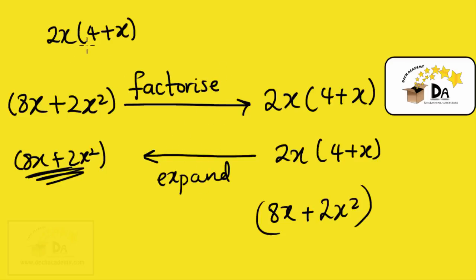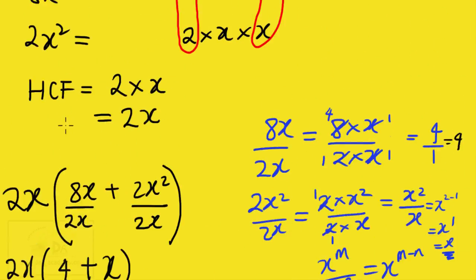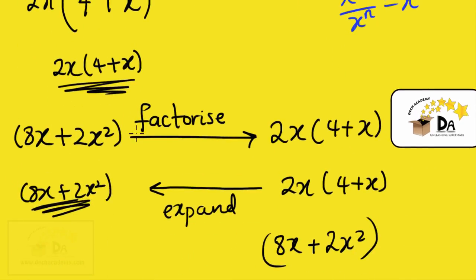And after factorization, when you get your result, you can always test that the answer is right by expanding your answer. If you get the original expression when you expand your answer, like we did here, we expanded 2x times 4 plus x, and we got the original expression, then you know that your answer is correct.